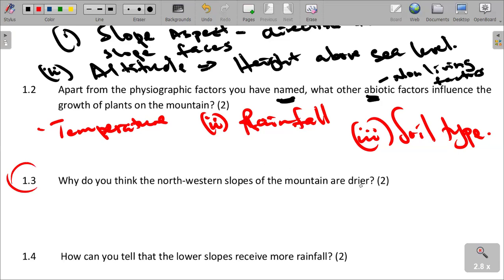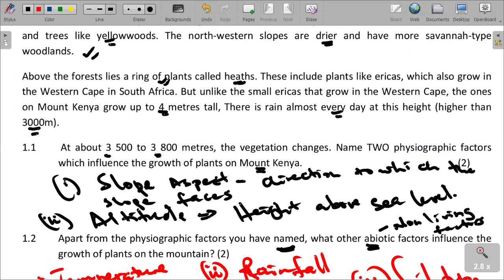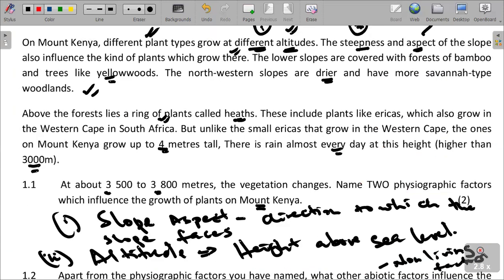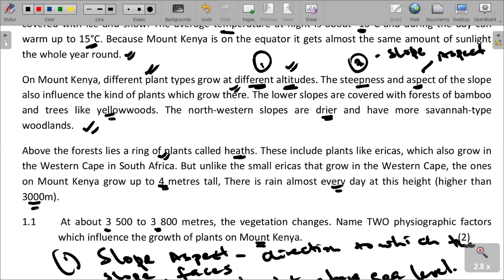Why do you think the northwestern slopes of the mountain are drier? We are given in the context that the northwestern parts of the mountain are drier and have a more savanna type of woodland.